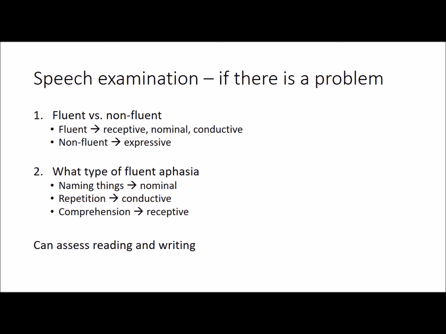Because there are multiple types of fluent aphasia, the next thing you should do is determine what type of fluent aphasia they have. The easiest way to do this is: nominal is naming things, so you ask them to name some things. Conductive is characterized by inability to repeat, so you'd assess repetition. And then receptive is to do with comprehension, so you'd ask them to do some things and see if they actually understand. After that, of course, you can assess reading and writing, which is strongly associated with speech, to round out your speech examination.